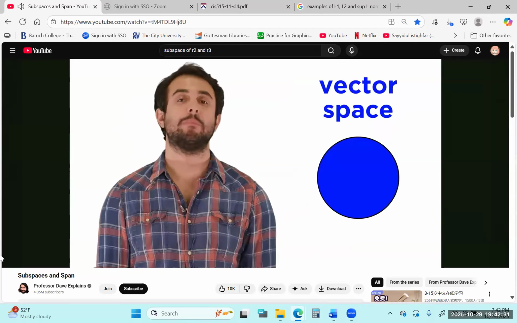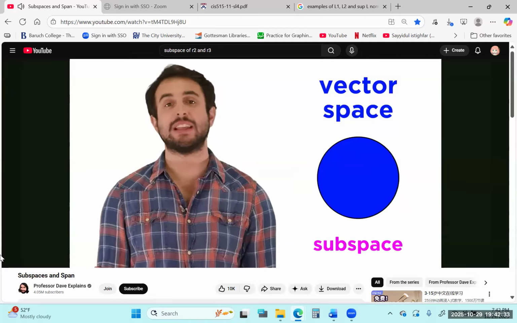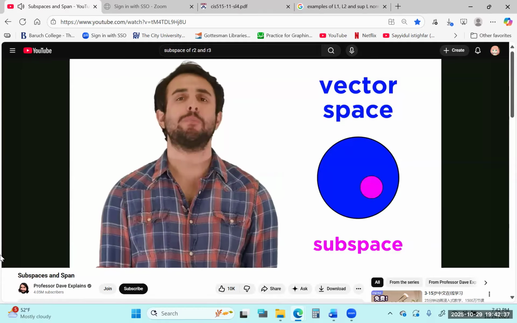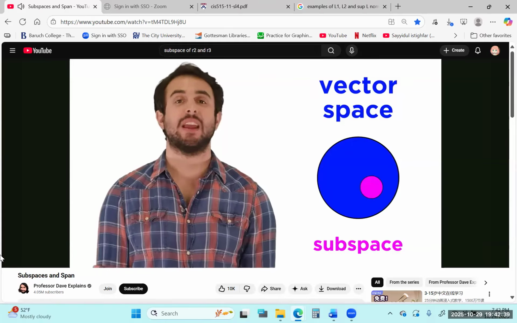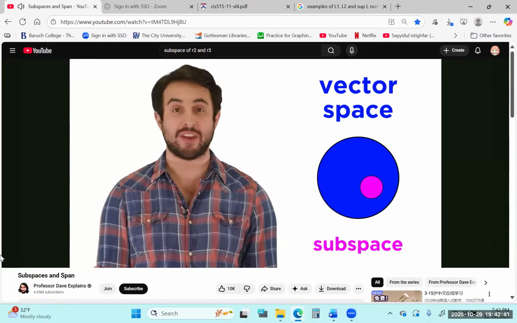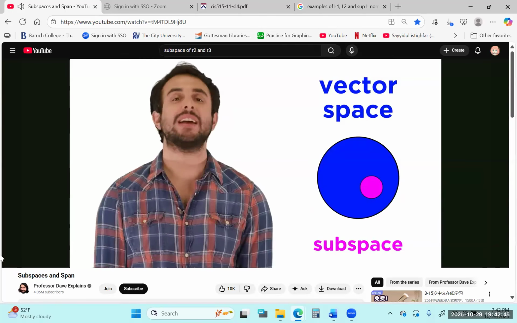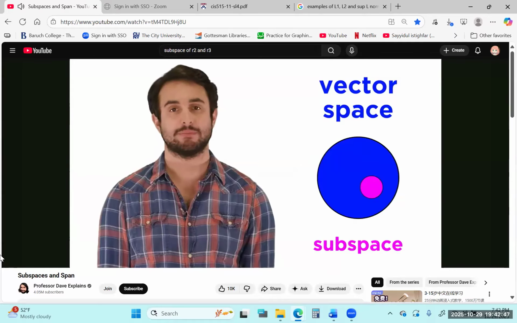Once we understand what makes up a vector space, it is fairly easy to understand the concept of subspaces as well. To put it simply, a subspace is a smaller set within a vector space that is itself a vector space. Let's look at some examples to clarify.